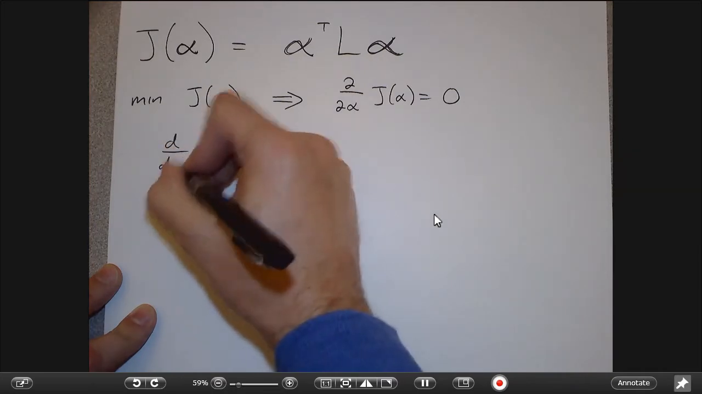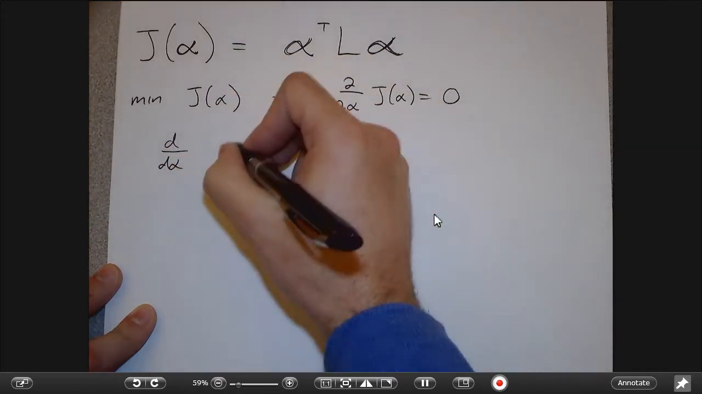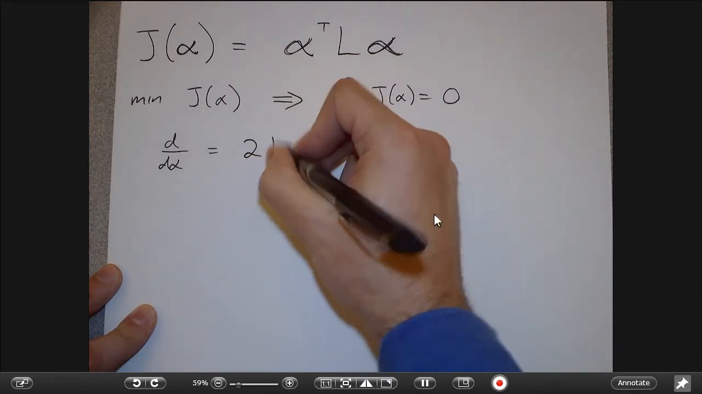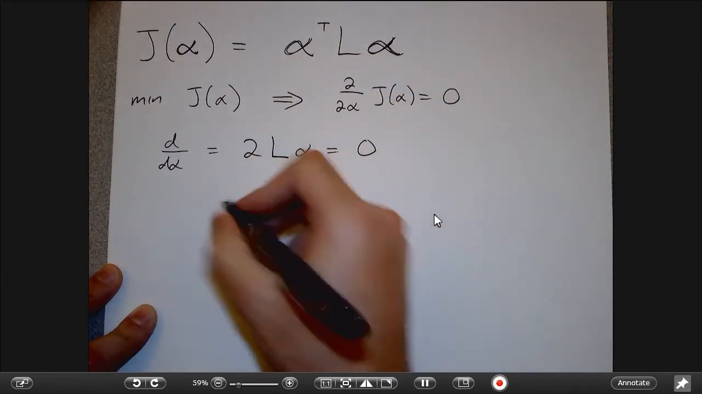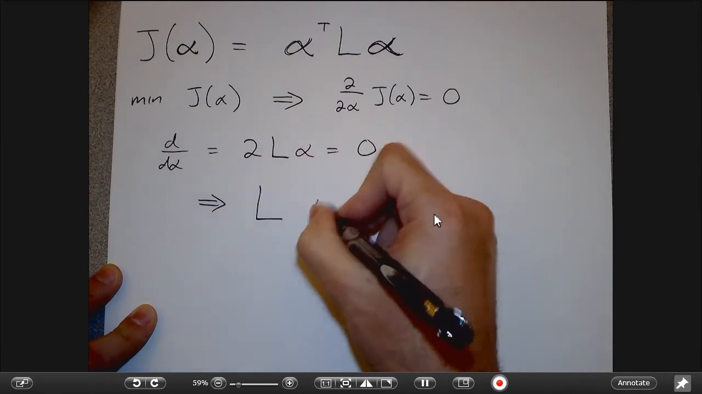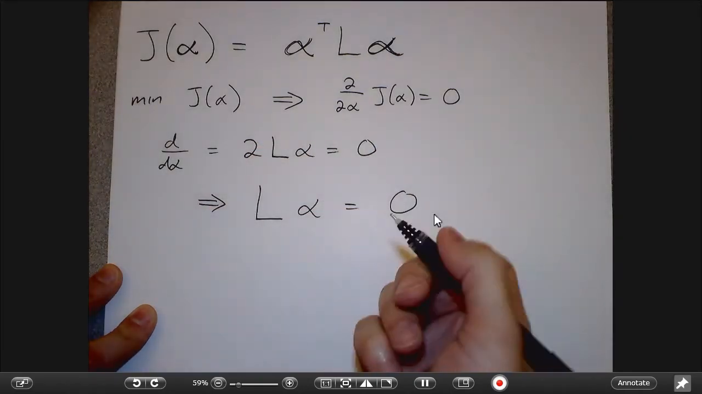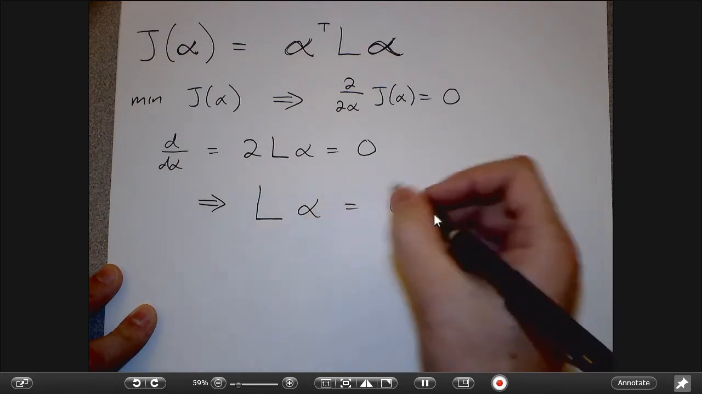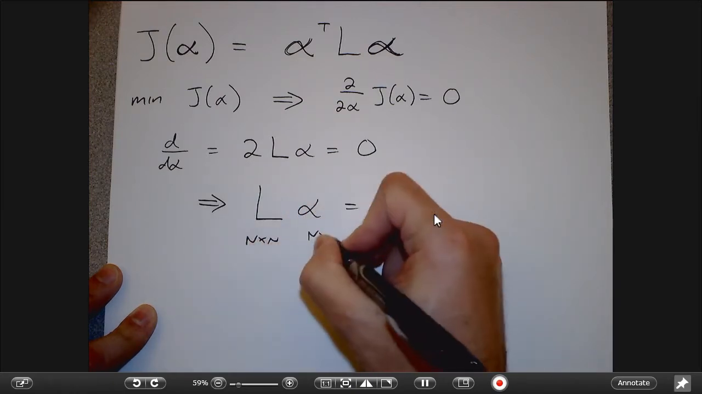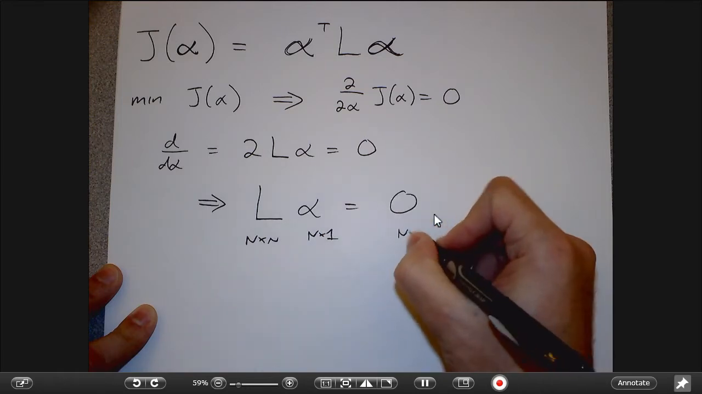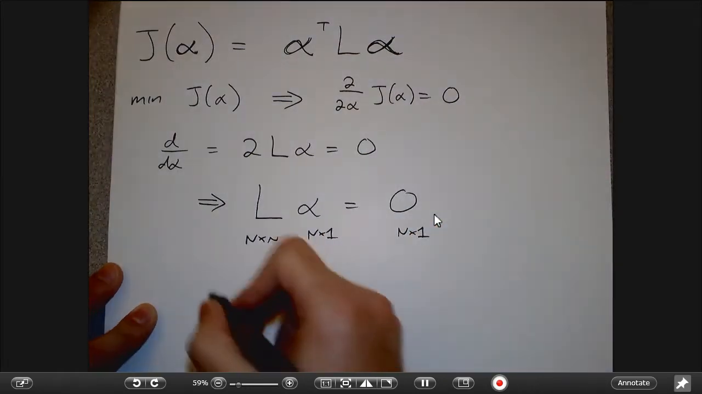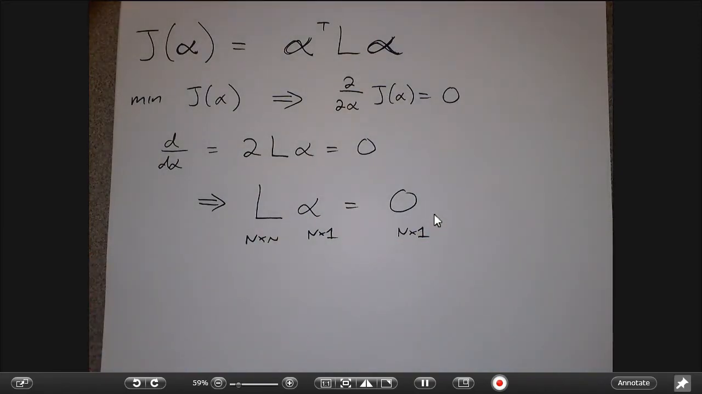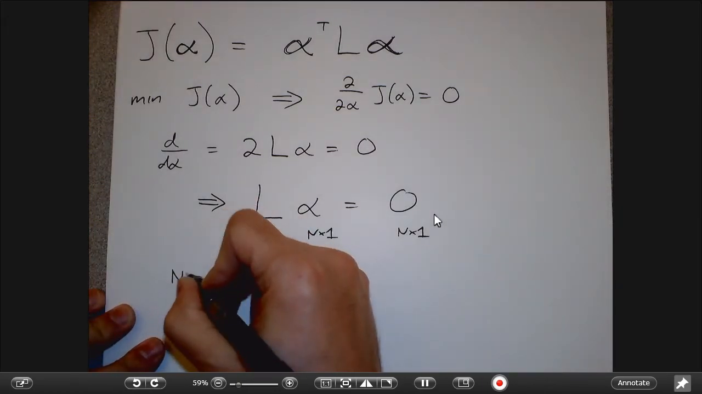So the derivative with respect to alpha, here alpha is a vector, but we can still do it, is 2 times L alpha equals 0. So the result is that the alpha that I should choose satisfies this simple linear system. This is an n by n matrix, this is an n by 1 vector, and this is a vector of zeros. And again, hopefully from linear algebra you remember that this is what you call an eigenvector, right? This is actually the eigenvector of L that corresponds to the 0 eigenvalue. So this is also called a null vector of L.